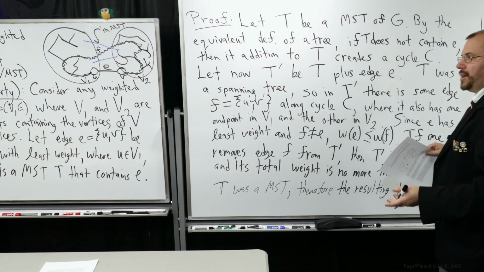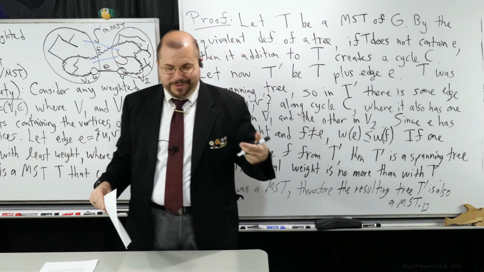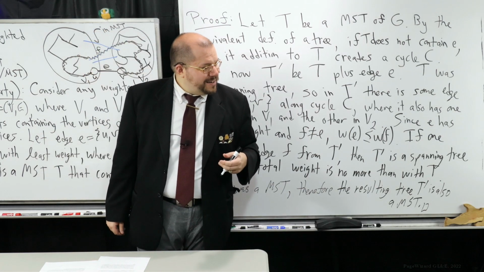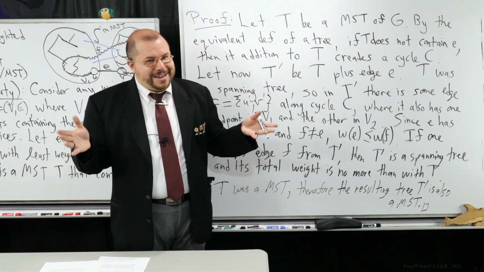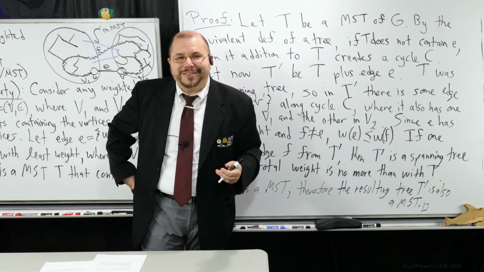So notice that all I did was I showed you the recipe for how to make a minimum spanning tree with the edge E in it. So you might ask, Dan, well, how exactly do we use this cut property to come up with algorithms to solve the minimum spanning tree problem?